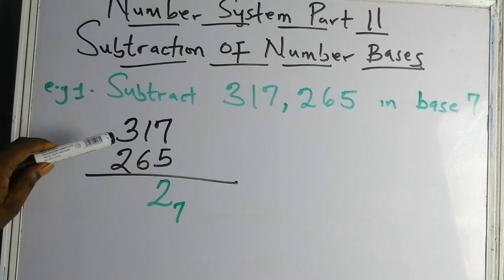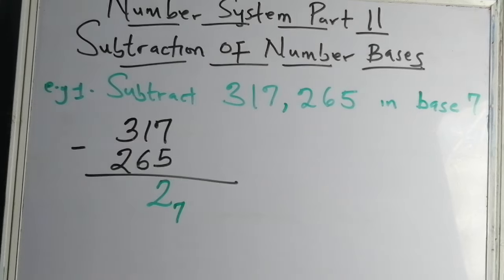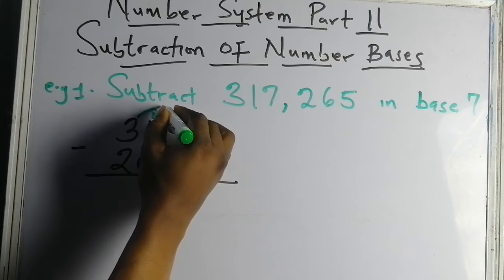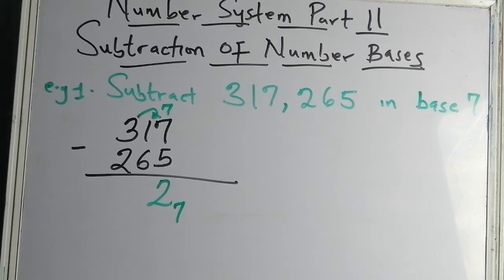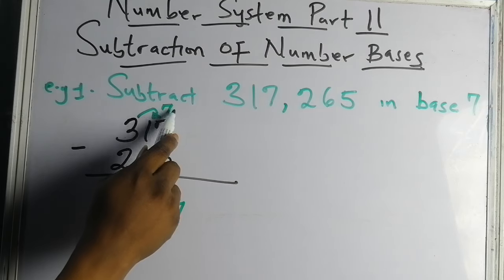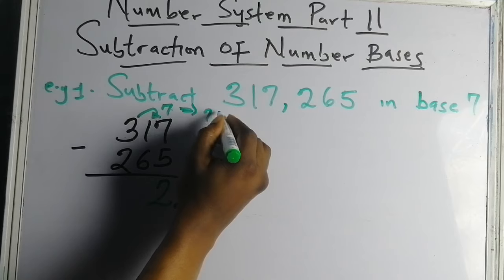But in this case, the one we are carrying from 3 is going to be the base, which is 7. Instead of us carrying 1, that 1 is going to be the base. Make sure you note that the one you are carrying is going to be the base you are working with. So it's going to be 7. So the one I'm carrying to this place is going to be what? 7. So I'm taking 1 from 3 to add here. Instead of making it 1, I will now make it 7. So it will now be 7 plus 1.